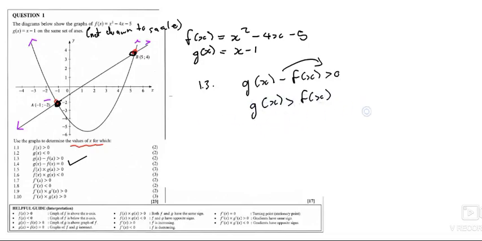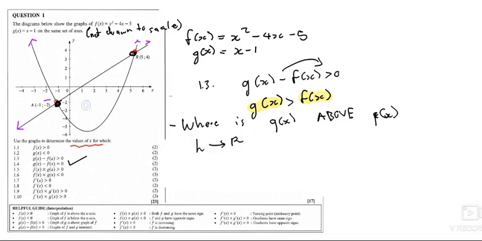Now understand one thing. This is just asking you, where are the y values? And I'm going to teach you this very clean. Where are the y values of g greater than the y values of f? In simple English, this is just saying, where is g of x above f of x? This is just what they're trying to say. We read graphs always from left all the way to right. So let's go ahead and look at where g is above f.